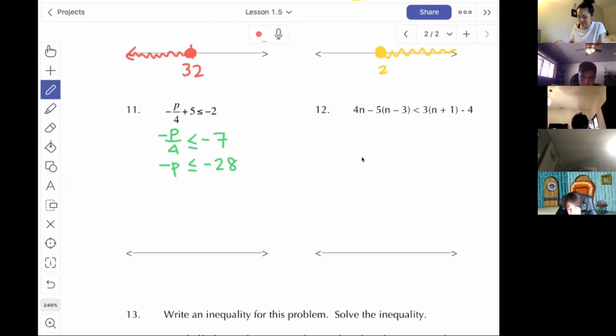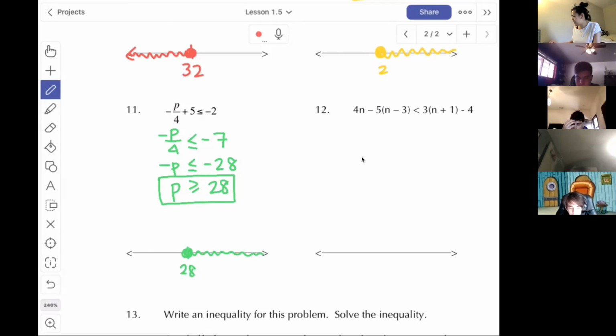And now what? Then divide by -1. Good. And what do I have to be careful of? The sign. Yeah, flip that sign. All right, and there it is. P is greater than or equal to 28. Solid circle, shading to the right. Good job, Chris.